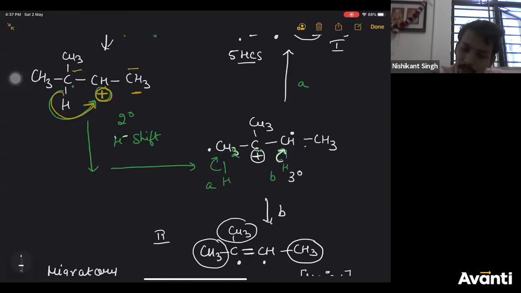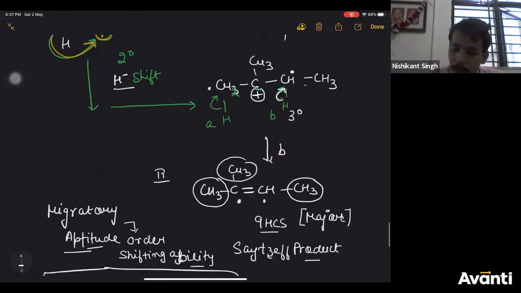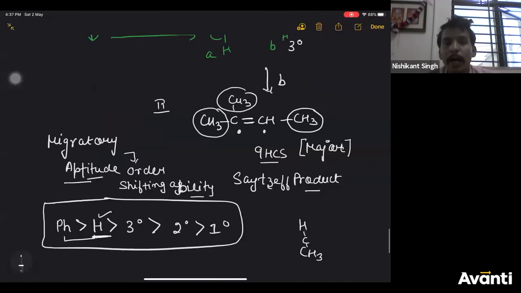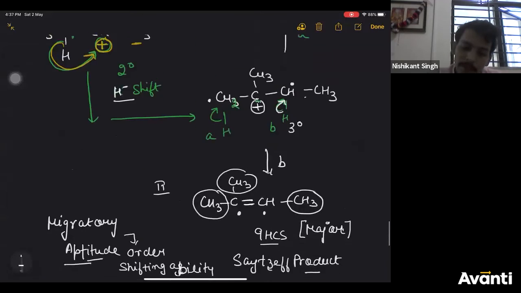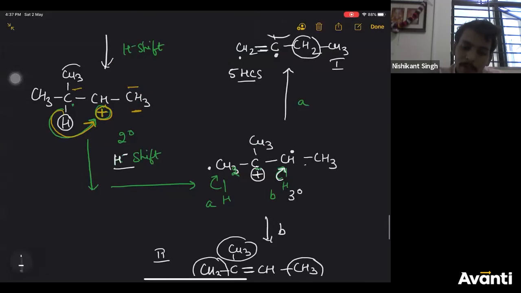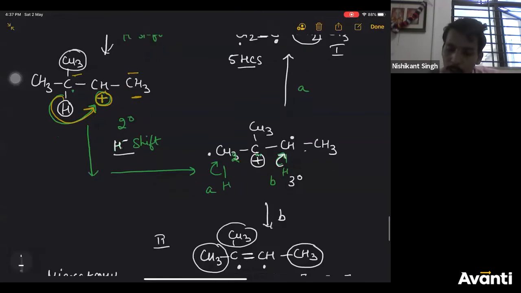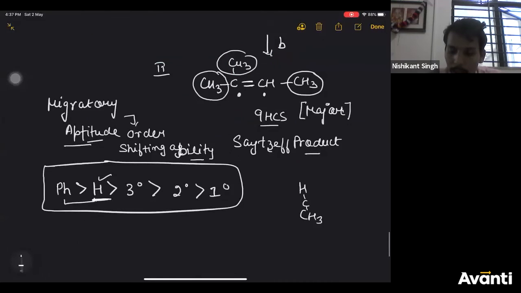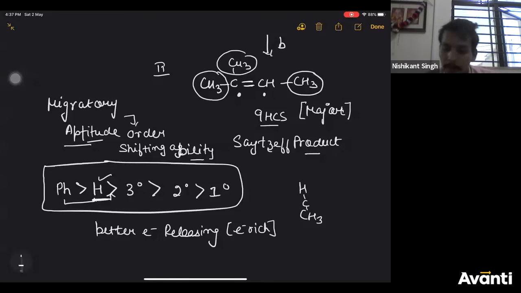So you have done hydride shift here. If you had an alkyl group also, who will shift, hydride or alkyl? Hydride. You should have cross questioned, sir, why is hydride shifting? Why not methyl? To answer that, there is an order. In general, better electron releasing groups, that means electron rich groups, more is the electron rich group, better is the migratory aptitude.